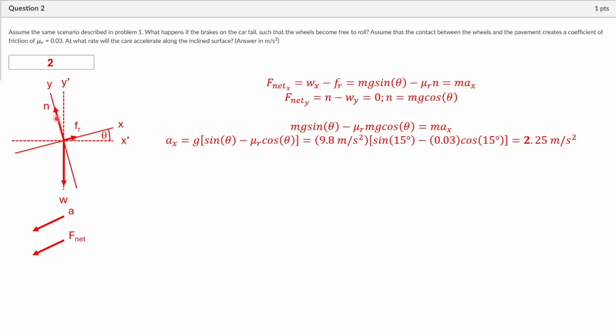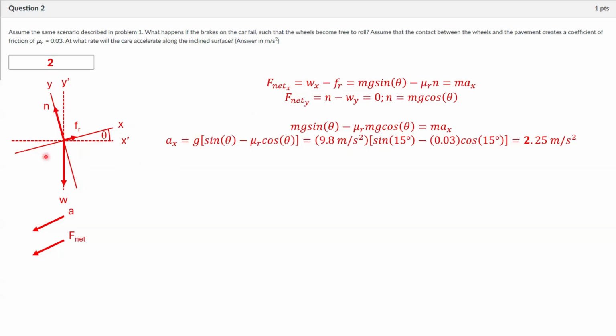Well, normal points along the y-axis, so yes. Rolling friction points along the x-axis, so no. Weight points in between, so yes. The y component of weight would be here. And given the way the car is described to move, it will roll along the pavement, meaning it will not be accelerating perpendicular to the pavement. That tells me that F net y must be 0. That's why we set this up this way.